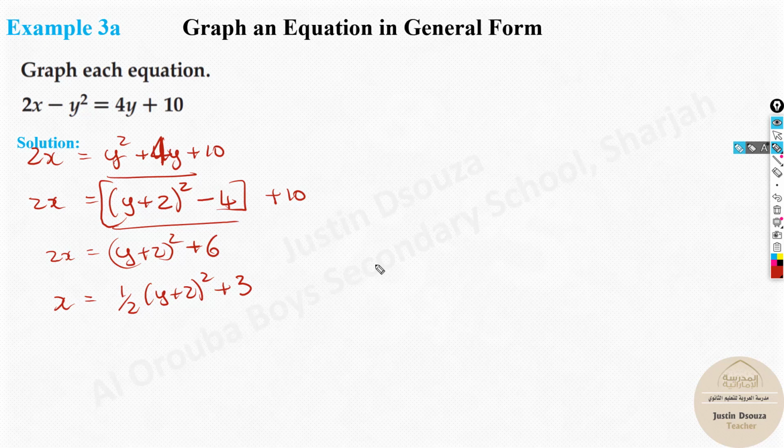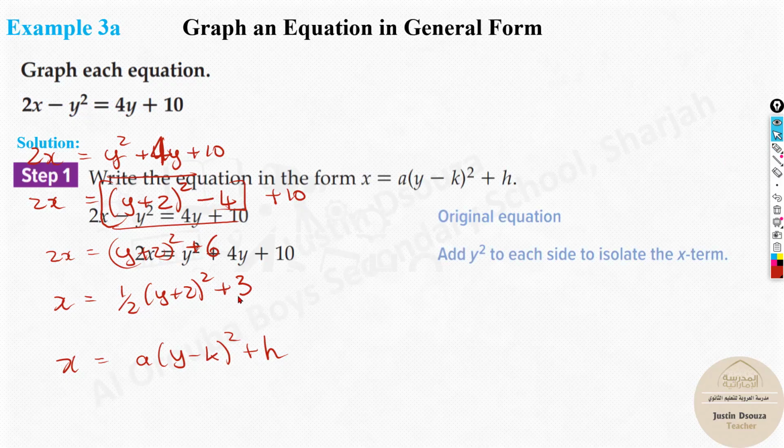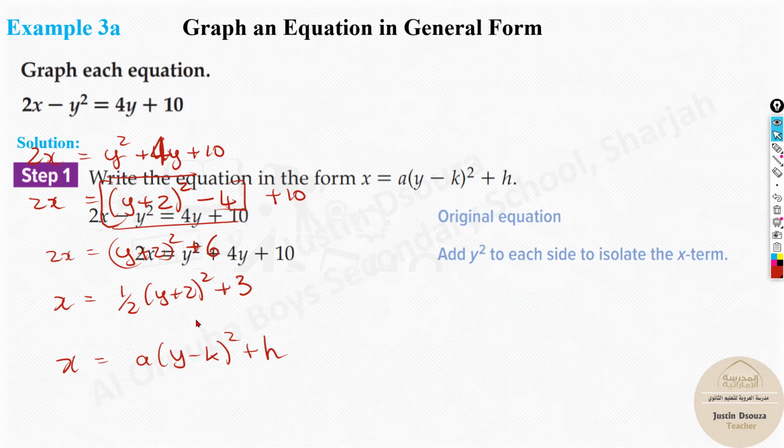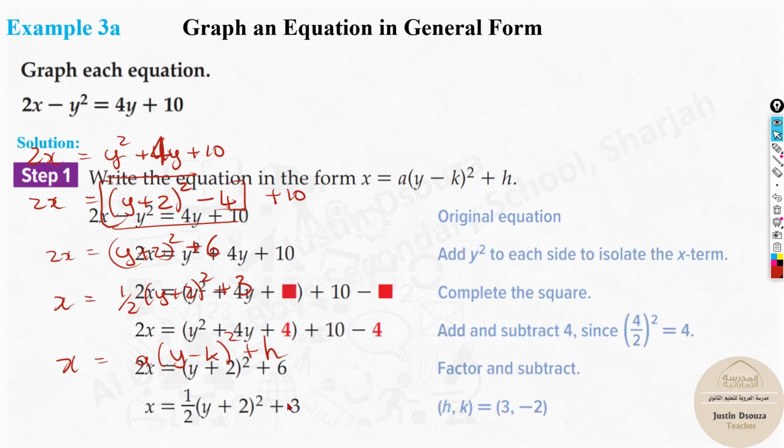Wait, let me write the standard form which I forgot. Here it would be x is equal to a into (y minus k) the whole square plus h. It is not h, it is k. This is the standard form. So now we can see that would be the final answer. It was half (y plus 2) the whole square plus 3.